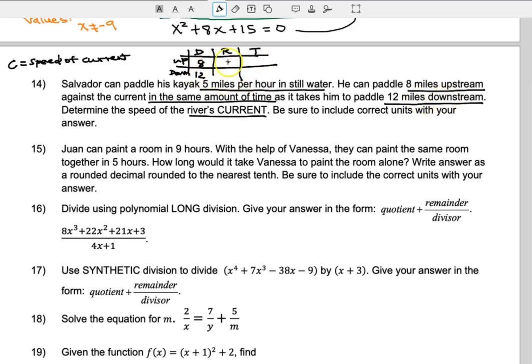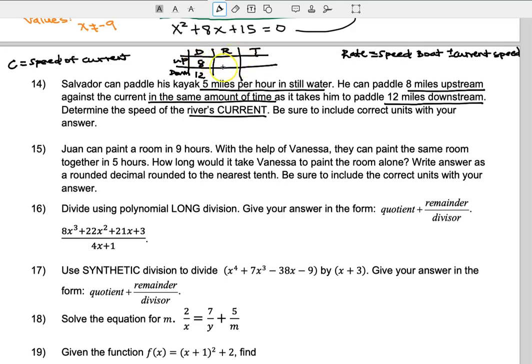So my distance, right, is given here, 8 miles upstream and 12 miles downstream. And then my rate, this is the tricky part that a lot of times people forget, is that when we are dealing with the rate, it's the speed of the boat plus or minus the speed of the current. Okay, so be really careful with this.